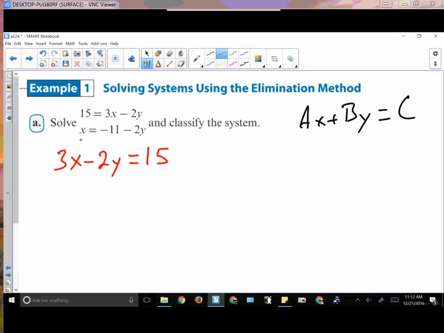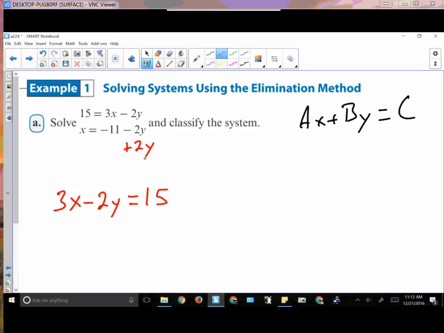Now, for the next one, I'm going to end up having to change a little. If I look at it, I see that I need to add 2y to both sides. If I add 2y to both sides, what I end up with is x plus 2y is equal to negative 11, sorry. Does that make sense to you guys? So all we've done is just move things around. Now you'll notice that the x's are lined up, the y's are lined up, and the numbers are lined up.